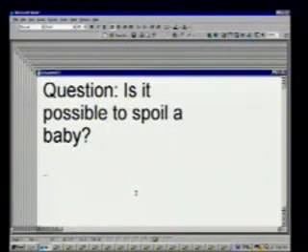Okay, another question. Is it possible to spoil a baby? Oh, great question. I love it. Absolutely not. No, no, no, no, no. You're helping those basic needs be met. You're helping the self-soothing pathways be internalized. You can't spend too much time with a baby. Great question. Easy one.